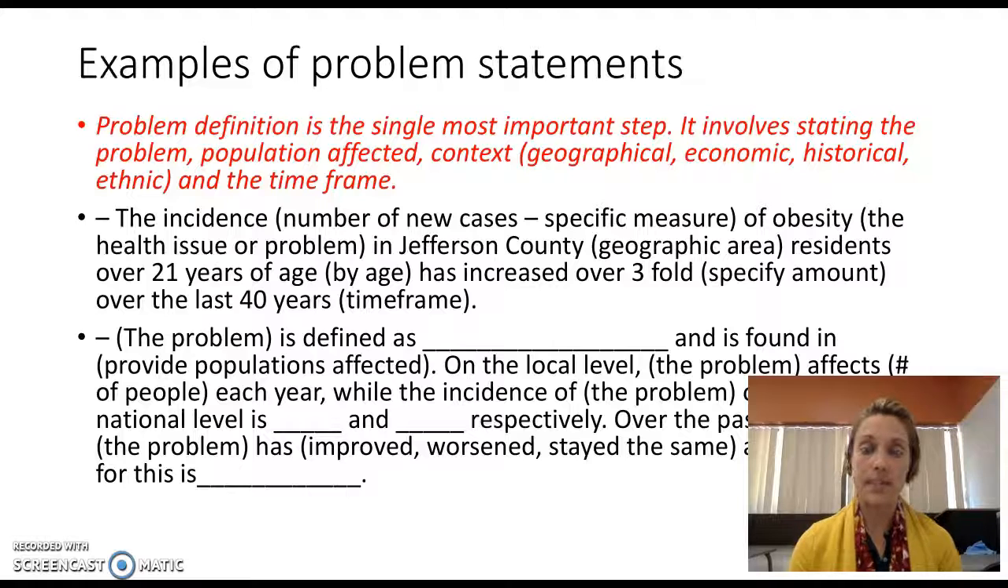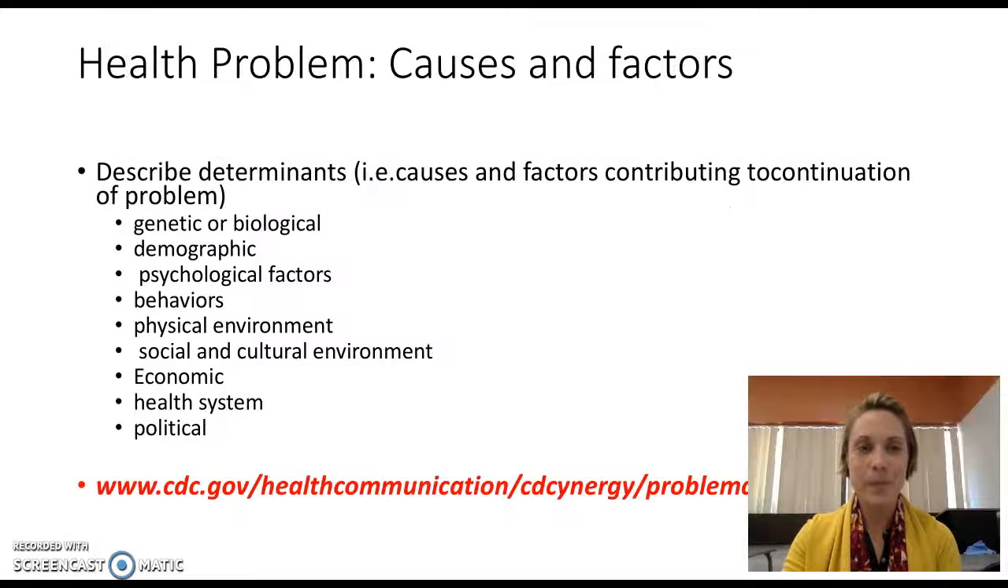Or the problem is defined as blank and found in the provided populations affected here. On the local level, the problem affects a certain number of people each year, while the incidence of the problem on the state and national level is blank and blank respectively. Over the past blank number of years, the problem has improved, worsened, or stayed the same, and the reason is blank. And this just sets you up to say, how are you going to solve it and why, right? This will lead you to that, even if you haven't defined it yet.